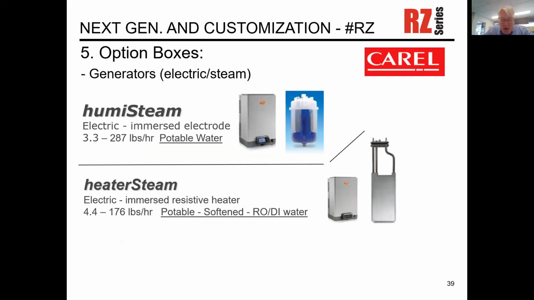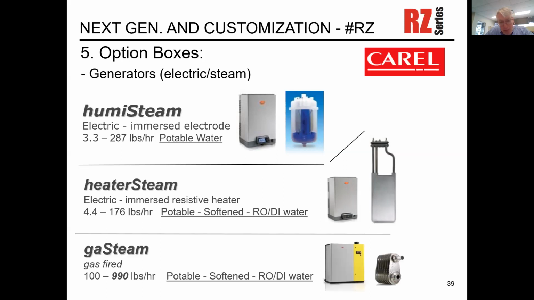And then a little bit larger size is a heater or steam model, where instead of having the canister, they have the electric resistance heater that's shown on the right. It's not bigger than the actual cabinet. And it's a little bit more flexible in terms of the water type that can be used. These two are electric.